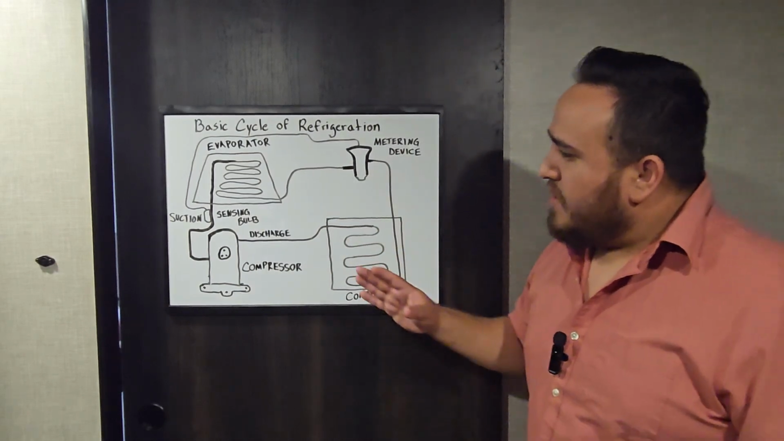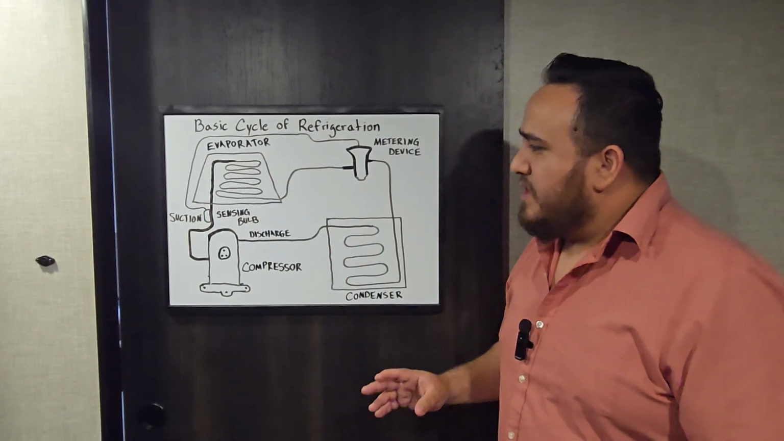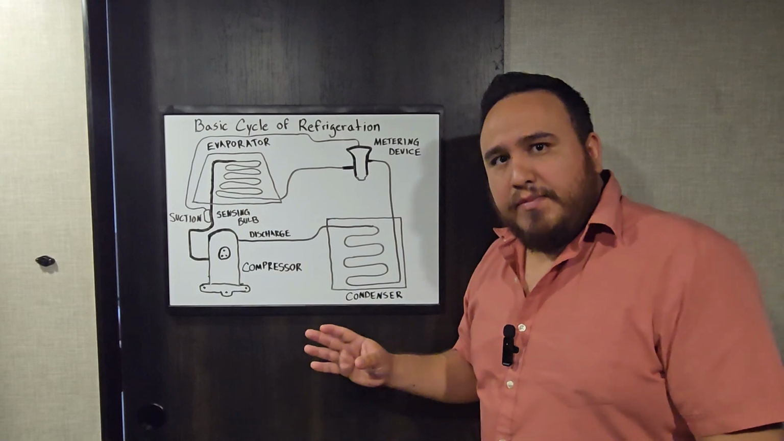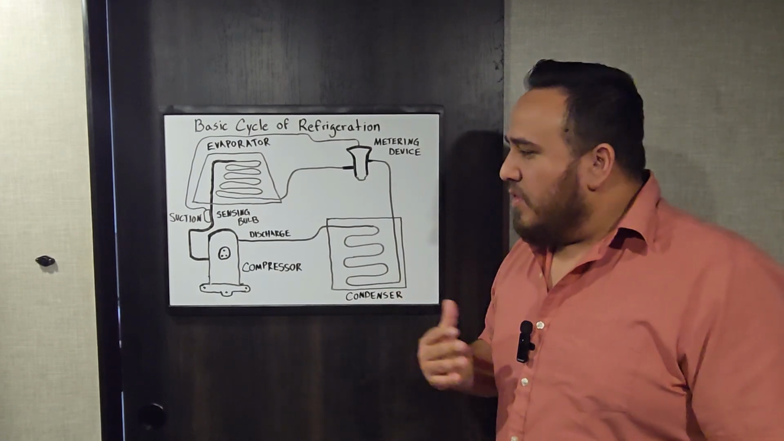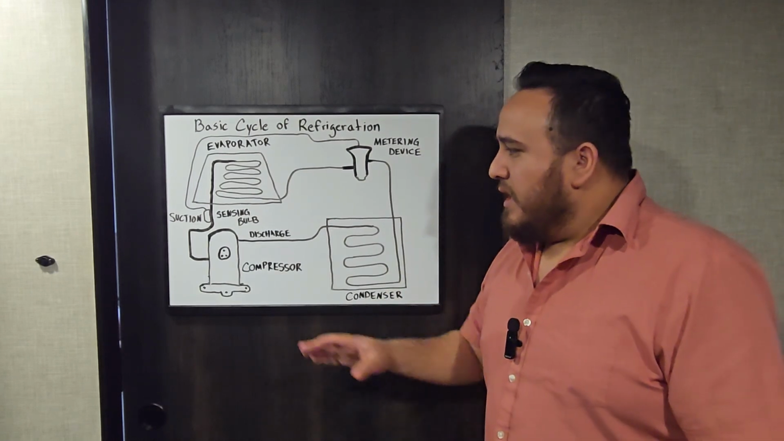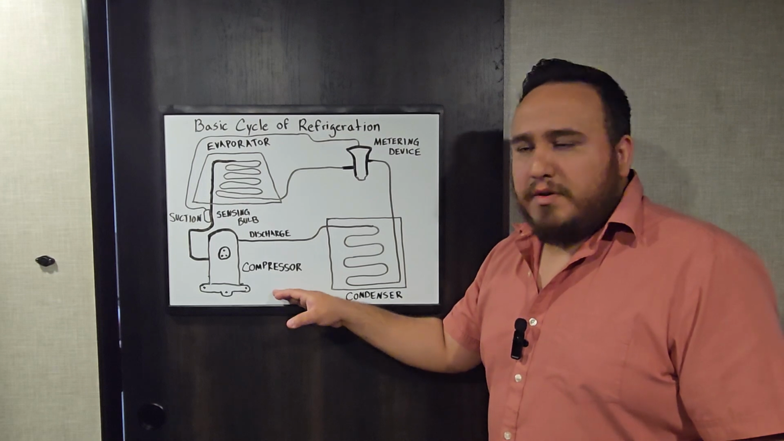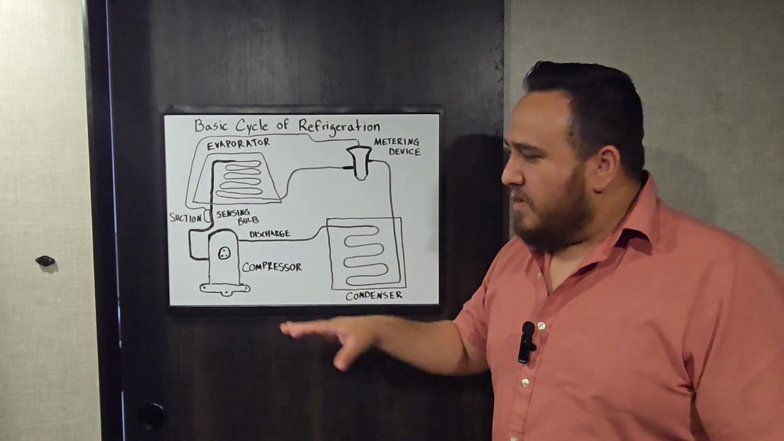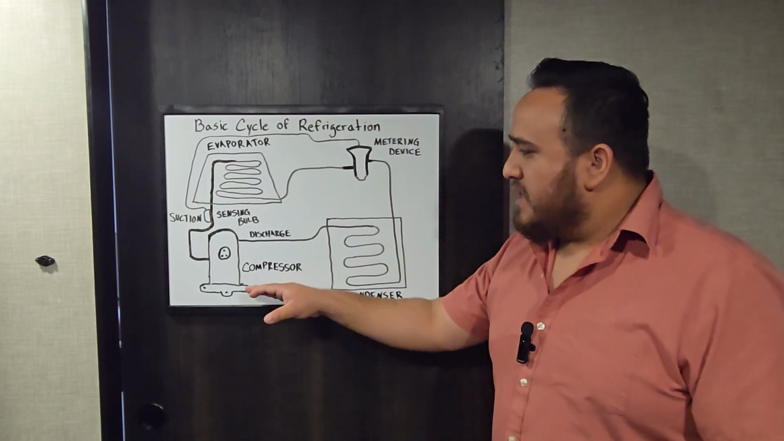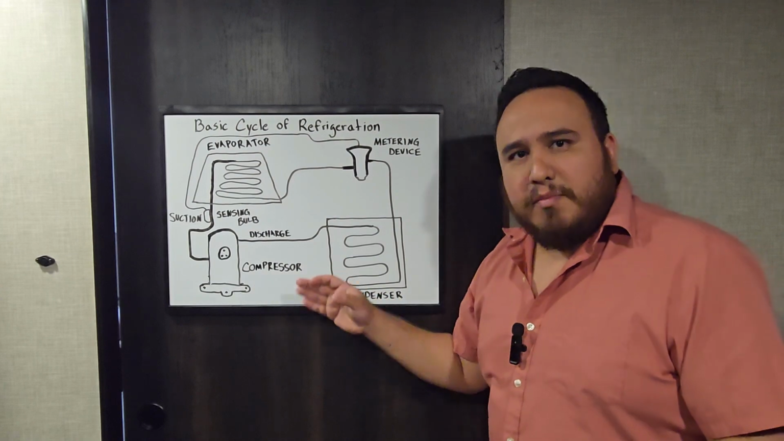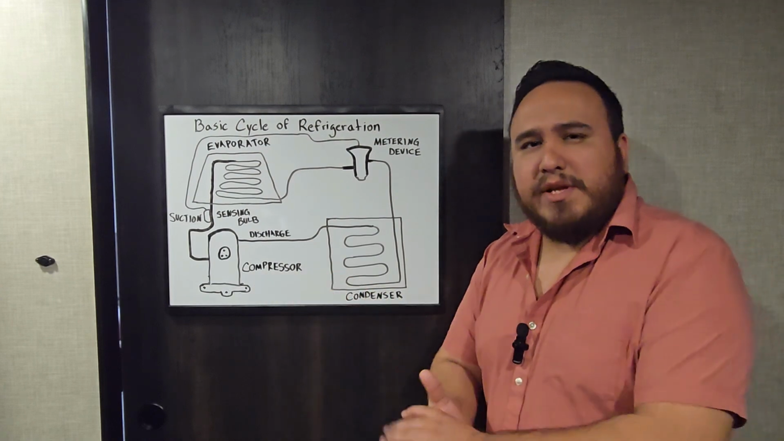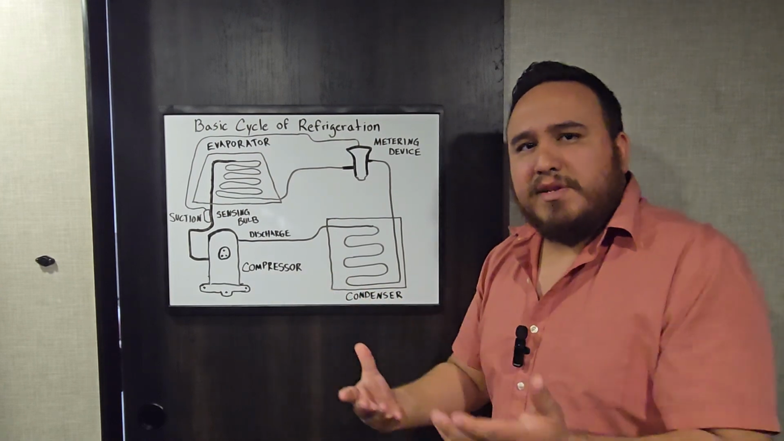Now, whenever we talk about the basic cycle of refrigeration, we always want to have a starting point. And what is my starting point? Well, my starting point is going to be here, the compressor. Some of y'all may know what the compressor is, some of y'all may not, but just having an understanding of the word compressor, what does the word compressor mean? Whenever we hear the word compressor, what does it normally mean?